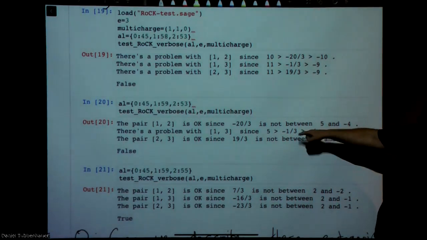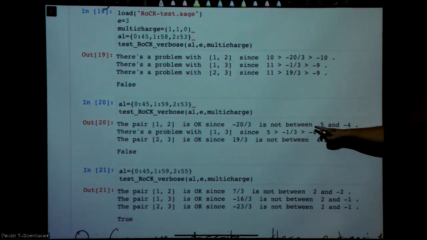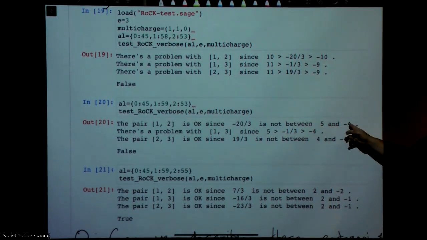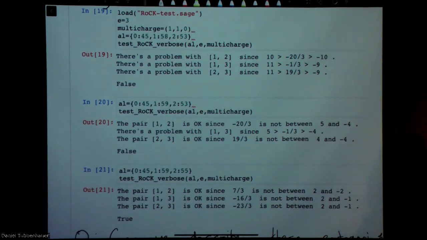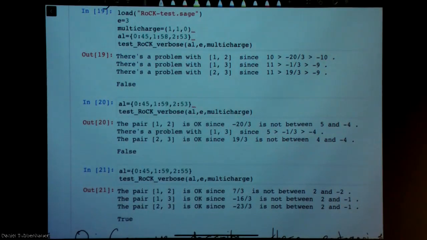But there's still one causing me trouble. What this is looking at is all the translates of one simple root. Well, there's no problem there. All the translates of another simple root, no problem there. But this one there's a problem with. So I'm a little bit stuck. What are the numbers?